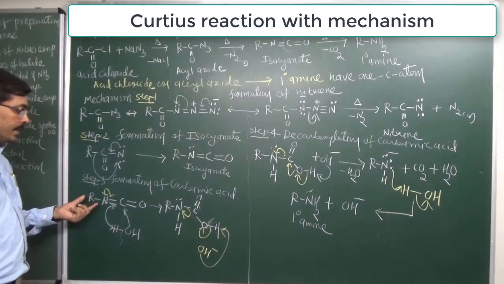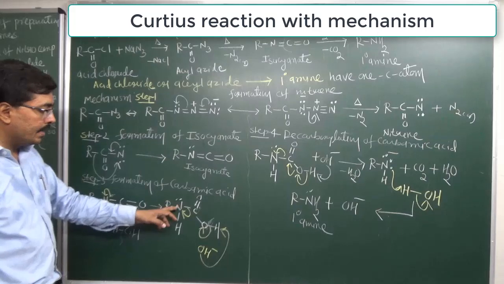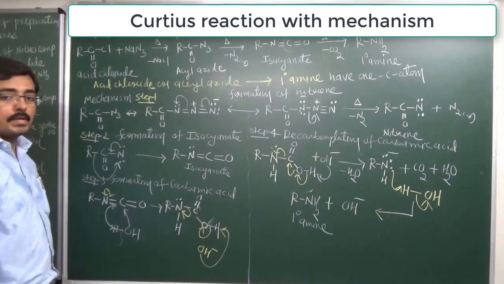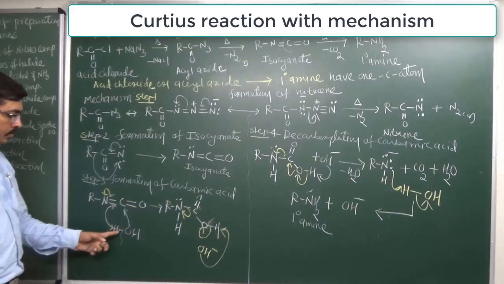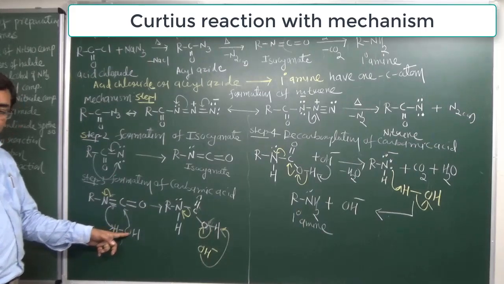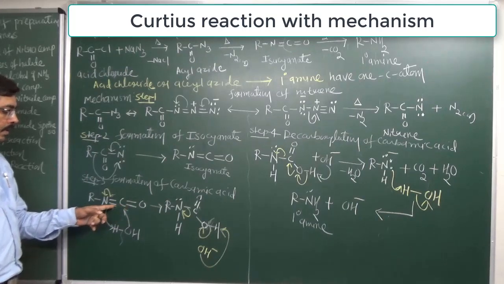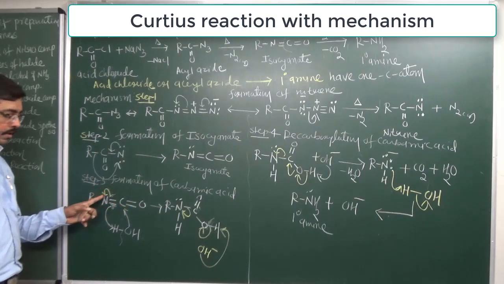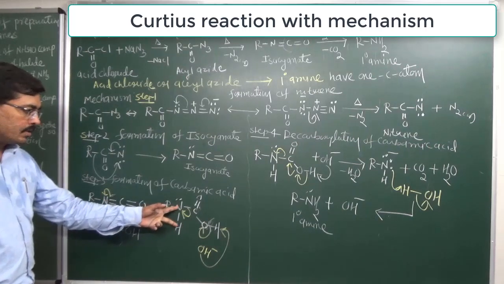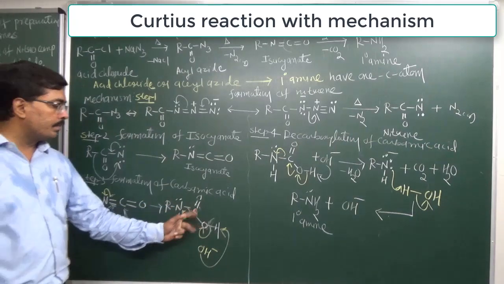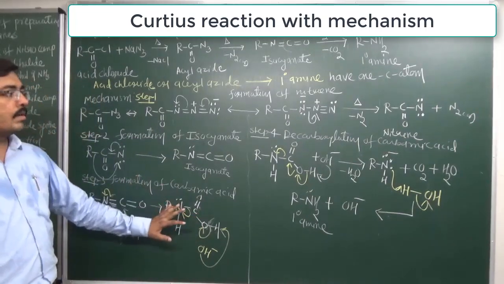Now this isocyanate undergoes hydrolysis and forms a carbamic acid. This structure, RNHCOOH, is known as a carbamic acid. So we have an aqueous solution. In the aqueous solution, the hydroxyl group will attack the carbon. So this pi bond will break. Now the pi bond electrons transfer onto nitrogen, and nitrogen gives an electron pair to hydrogen. So we get a hydrogen attached to nitrogen and a hydroxyl group attached to carbon. And as a result we get carbamic acid.